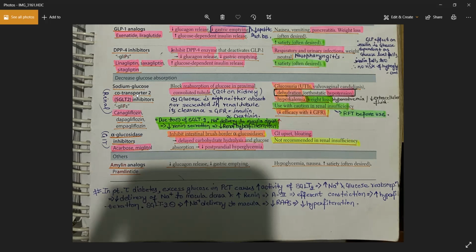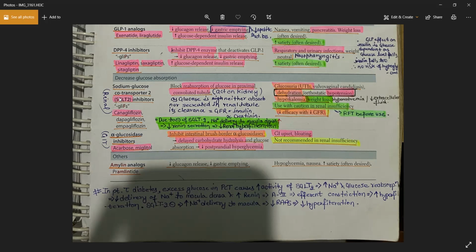Because you're dehydrated? No, because I'm increasing the sodium delivery to the macula densa cells. And remember, macula densa cells actually sense the sodium delivery to the DCT. If the sodium is increased in the DCT, the macula densa cells will be inhibited and RAS will be inhibited. And when the sodium reabsorption is much more, in that case the RAS will be activated, because the delivery of sodium to the DCT is less.